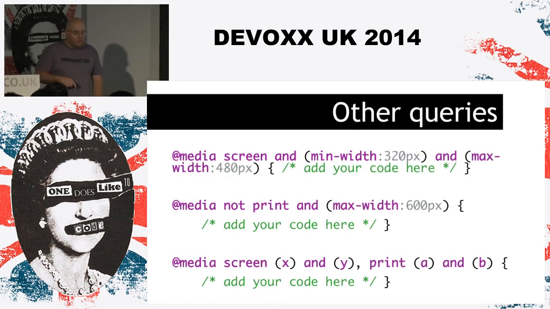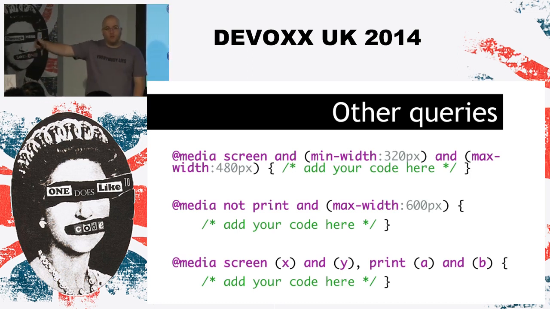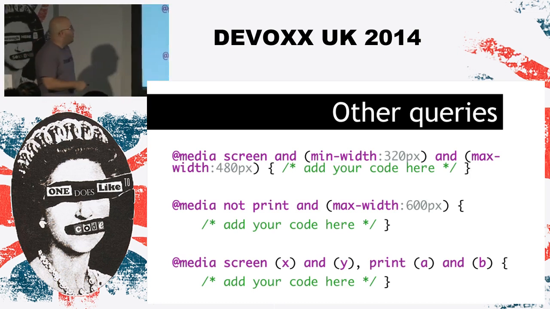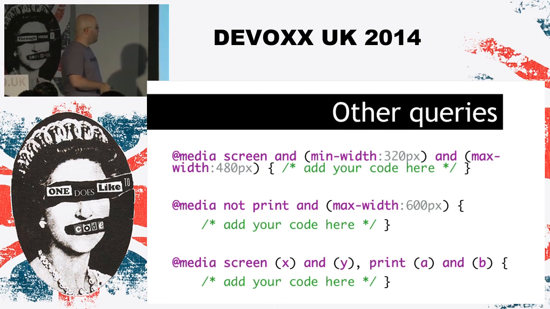There are other examples, so I put other queries. I can do a combination of multiple queries. So I can say, hey, if the media type is screen and the minimum width is 320 and the maximum width is 480, please do this. Run that code, execute that code. I can do: if the media is not print and the maximum width is 600 pixels, please do this. So there are many combinations that I can do.